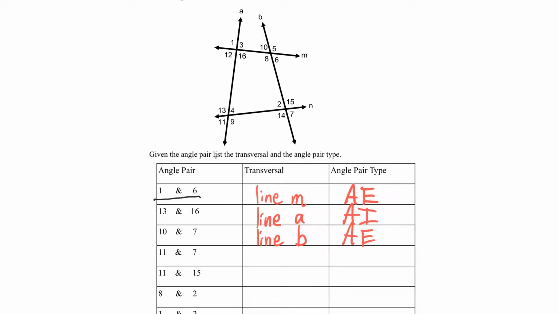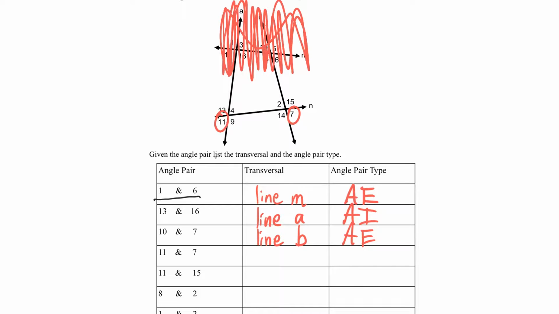Okay, so 11 and 7 are right here. So forget about all of that. So 11 and 7, interior or exterior? Exterior. They're exterior, and are they on the same side or opposite side? They're on the same side, so they're same side exterior. What's the transversal? Line N. All right.